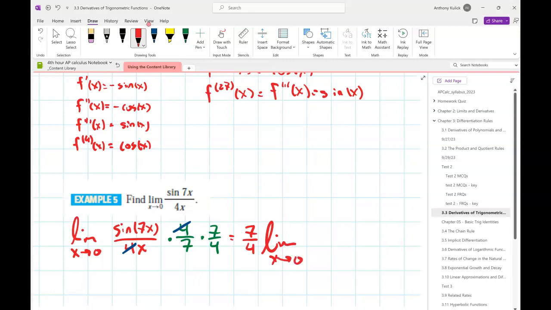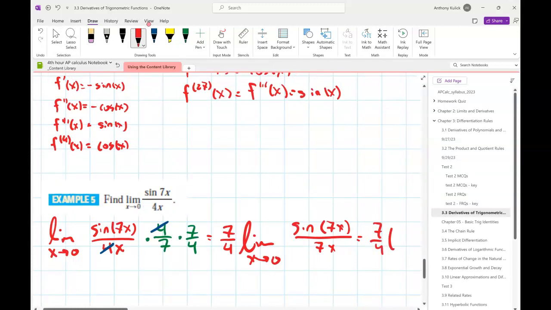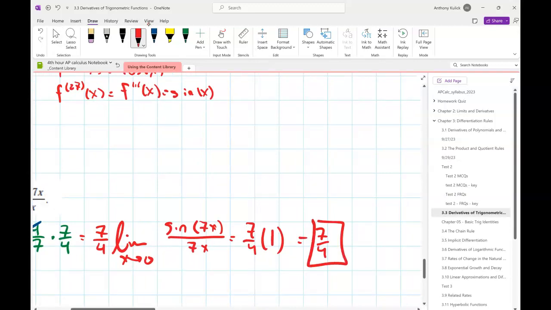Limit as x approaches 0 of sine 7x over 7x, which is going to be 0. You mean 1? Or just 7/4. Right, because this limit is just 1, if we just let theta equal 7x.